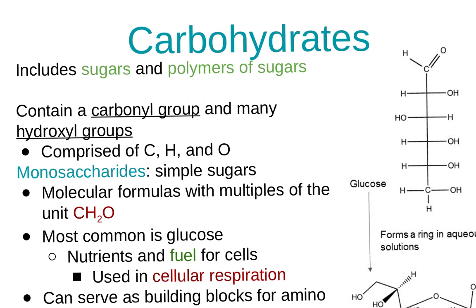In our body's cells, we use carbohydrates as fuel. We definitely burn them in cellular respiration, so do plant cells, and they can serve as a building block for other amino acids, or as the monomers for either di- or polysaccharides.